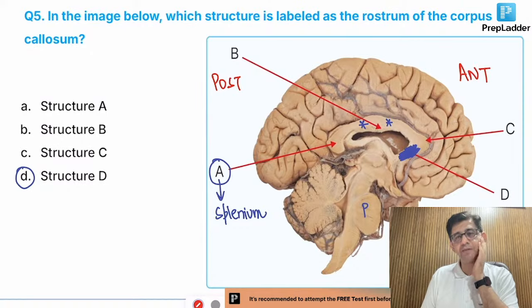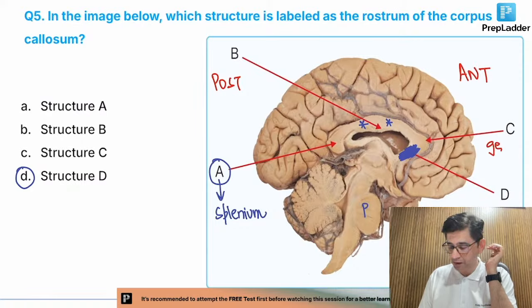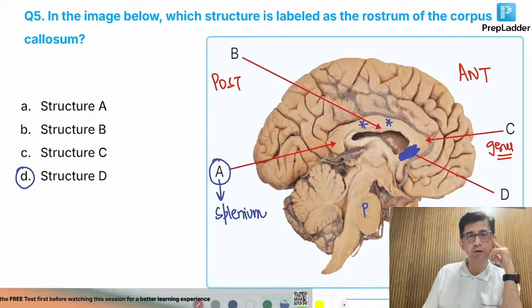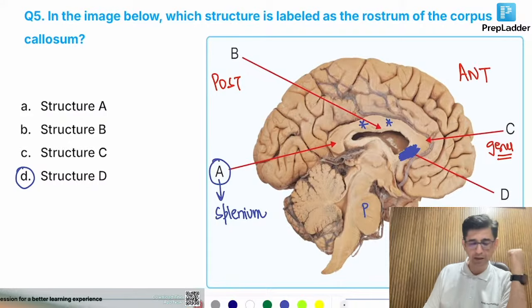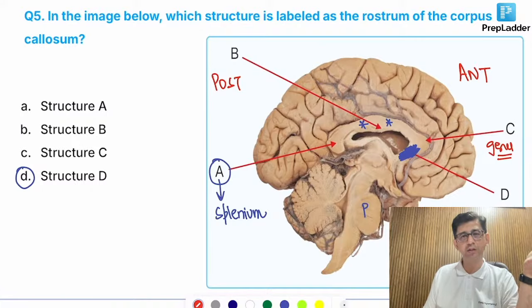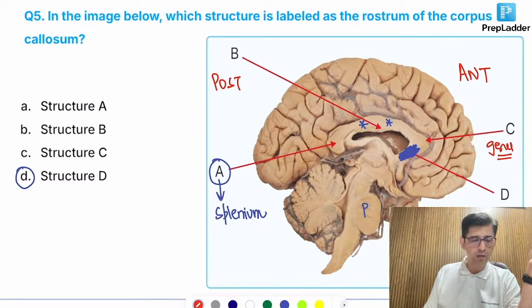It's just that you can pick up C is the genu of the corpus callosum, then is going to be the rostrum, and posteriorly is the splenium. So the way you had to figure it out was just what is anterior and what is posterior. Otherwise, that swapping can occur between A versus D.